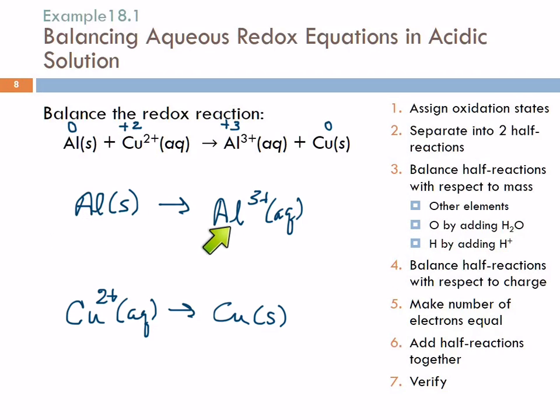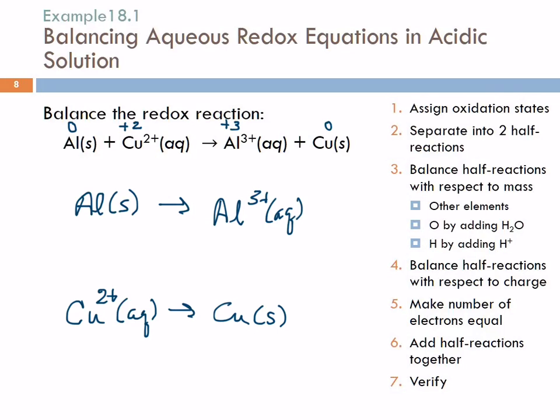So is this one balanced with respect to mass for aluminum? Yeah, this is 1 on each side, right? And the copper equation is balanced also, 1 on each side. Next we balance oxygen and hydrogen. There aren't any, so we're done with that one. We didn't have to do anything. Next we're going to balance with respect to charge. The total charge on the left side of the arrow here is 0, and the charge on the right side is +3. That's not balanced.